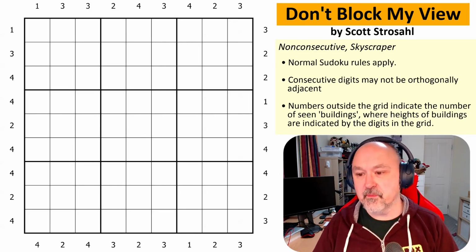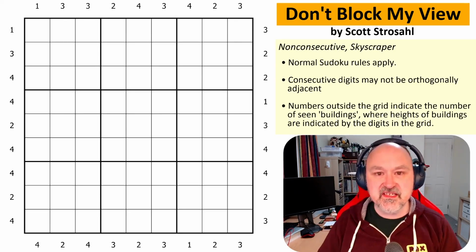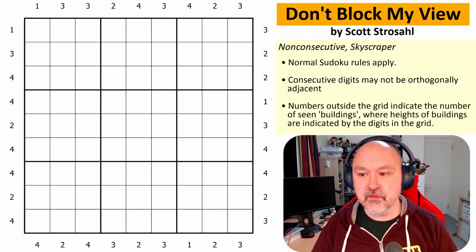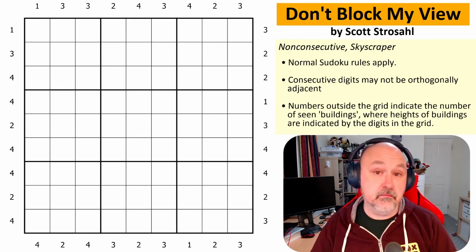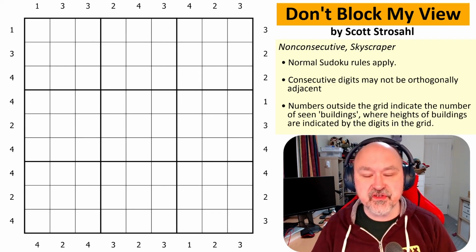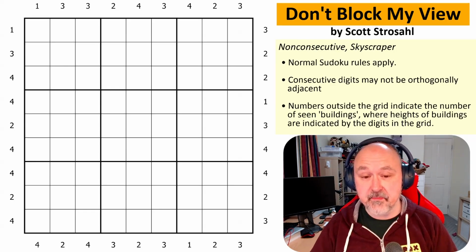Yeah, very popular chap. And one of the things he did is he sent me this puzzle. This is a puzzle called Don't Block My View by Scott Strosahl. And this uses a Sudoku constraint that I've not done very often and I'm probably going to be bad at. So let's have a look at it, shall we?